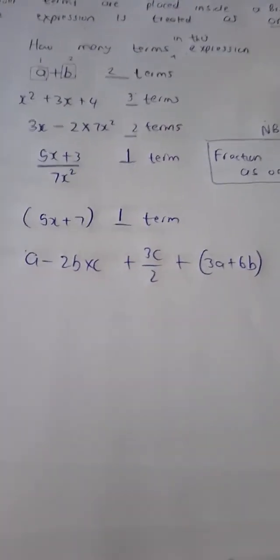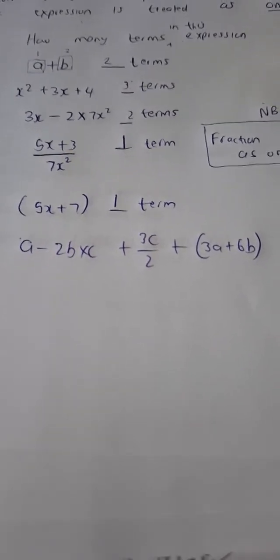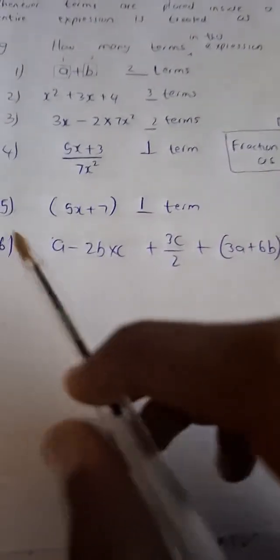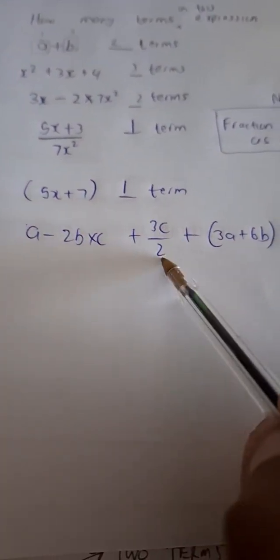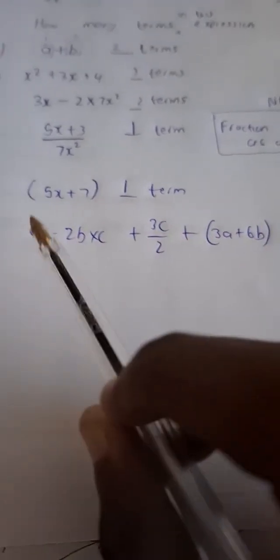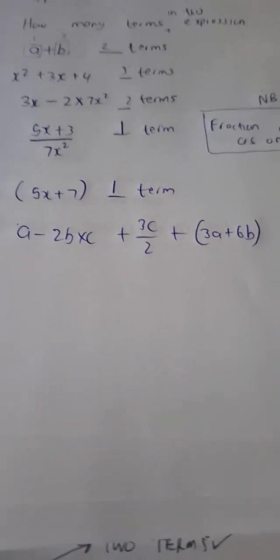How many terms are in this expression? Let's see if people actually can count terms in an expression. A minus 2b times c plus 3c over 2 plus 3a plus 6b in brackets. How many terms are there in this expression in its entirety?